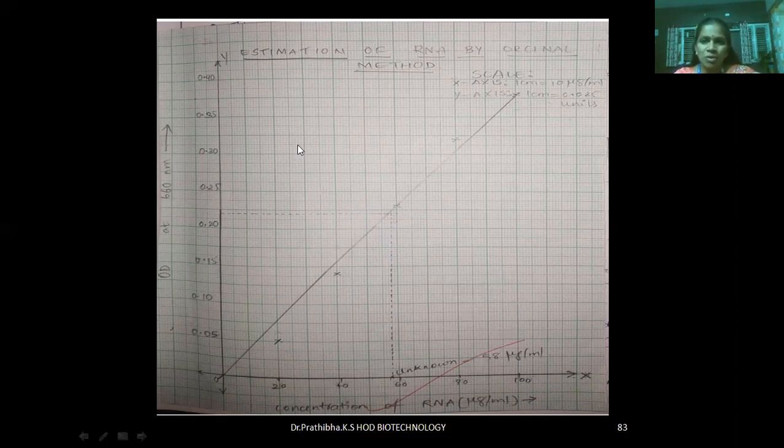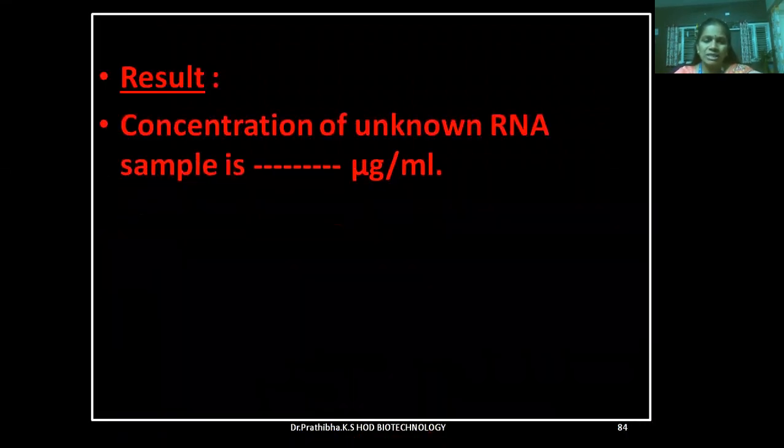So the most important things in this graph while plotting the estimation: the title you need to write, then the scale, then what the x-axis is, then what the y-axis is, then the straight line, then the unknown you need to write. What is this unknown? You need to write it here. Okay, this is all about the preparation of the graph. Now next, at the end you need to write the result compulsorily. Concentration of unknown RNA sample is dash microgram per ml.